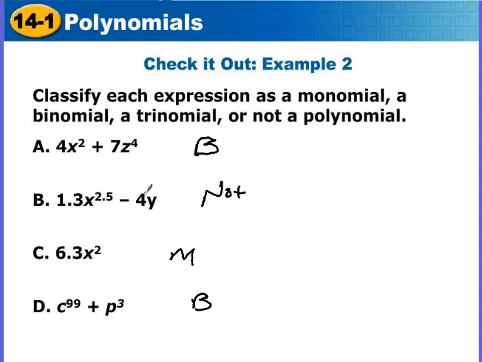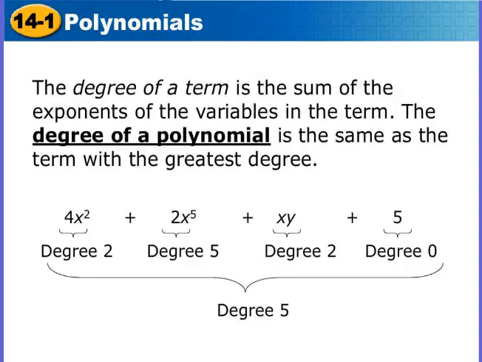Now the last part of this lesson is how do I determine the degree of a polynomial? The degree is kind of the strength of the polynomial. And you've all played this game called King of the Hill. King of the Hill is where the strongest person tries to defend the hill. Right? And the strongest person is the one that kind of leads the group. Well, that's the same thing with a polynomial. It says the degree of a term is the sum of the exponents of the variables in the term. The degree of a polynomial is the same as the term with the greatest degree.